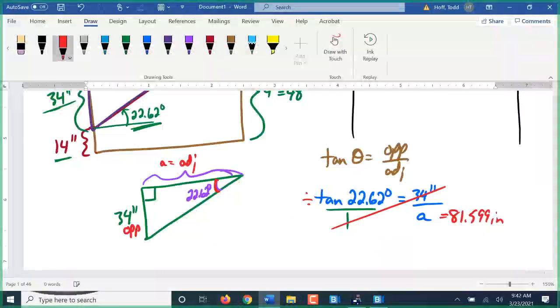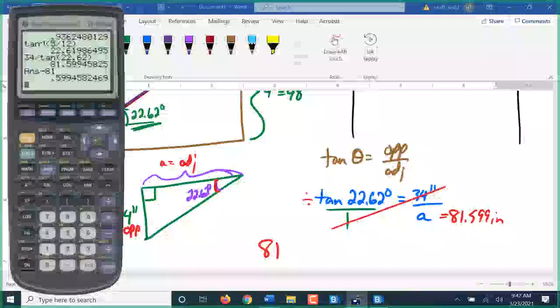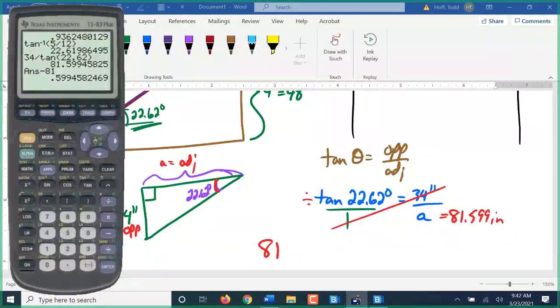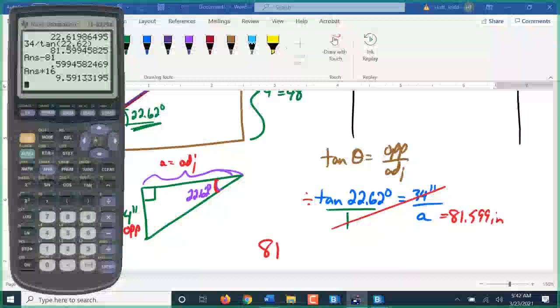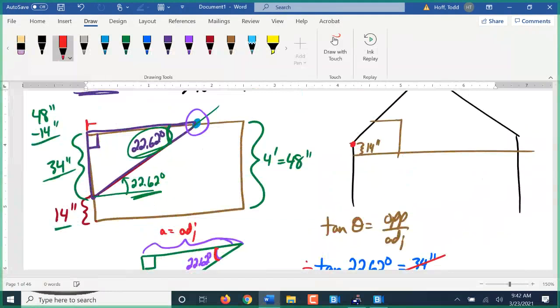Now, 81.599 inches is not a terribly useful measurement. So we're going to keep the 81, and we're going to take that 0.599, so I'm going to subtract the 81 off of here. So we got the 0.599458, and so on. And I'm going to go times 16 to turn it into sixteenths. 9.59 would round up to 10 sixteenths, or 5/8 of an inch. So we would go 81 and 5/8 inches from the corner to that spot to mark that, to cut it across that angle. Any questions so far?